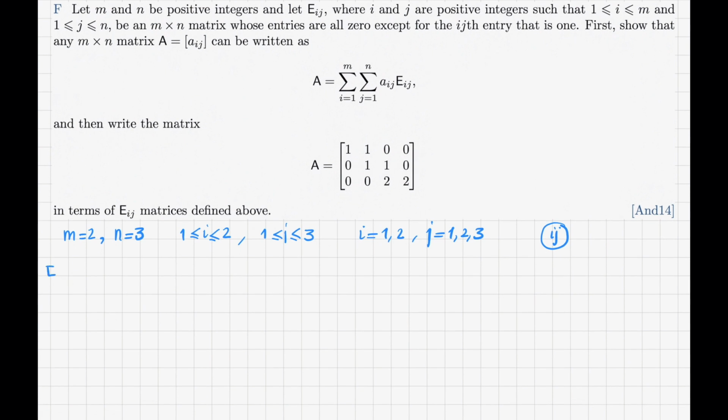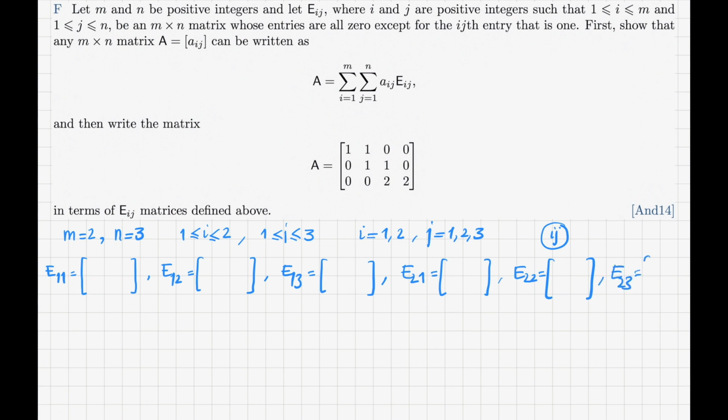So I will have E11, which is a 2 by 3 matrix. Then I will have E12, which is also a 2 by 3 matrix, and I will write them all down. And finally, E23 is this 2 by 3 matrix. But how should I define my matrices? I know that all these entries are 0 except one entry, which lies on the ith row and jth column. So here i is 1, j is 1 as well. So the entry lying on the first row and first column is my exception, which is defined to be 1. Any other entry is defined to be 0. So this E11 is a 2 by 3 matrix in which this entry is 1, other entries are 0.